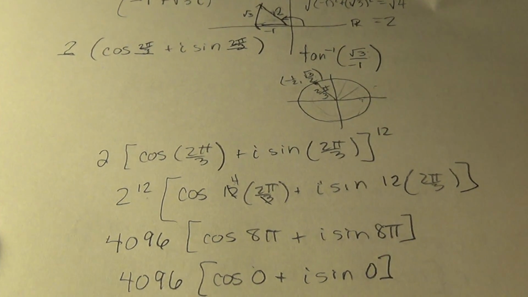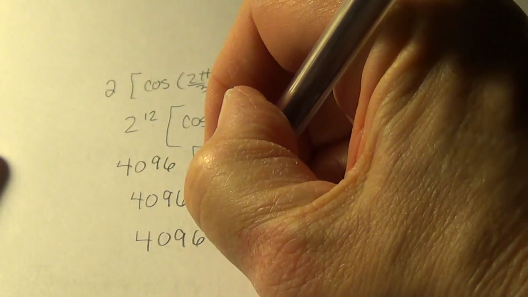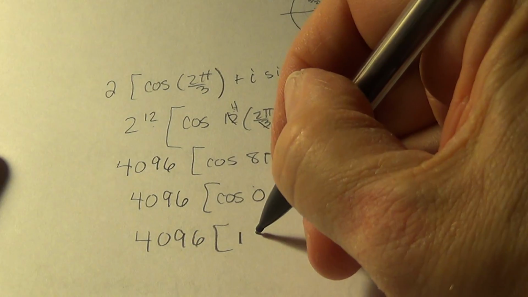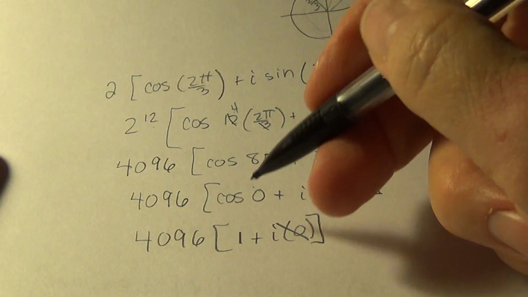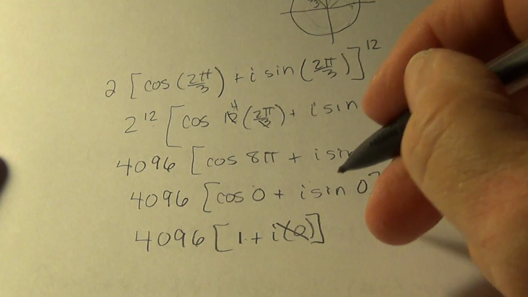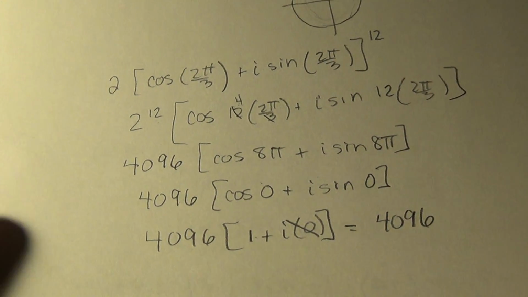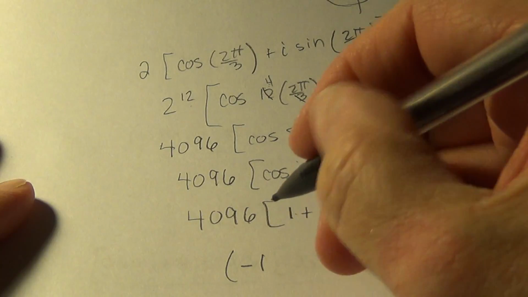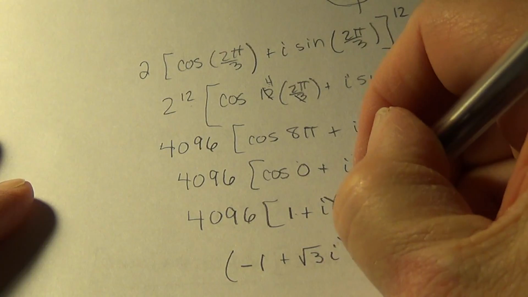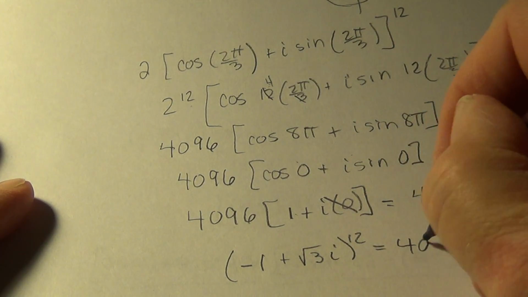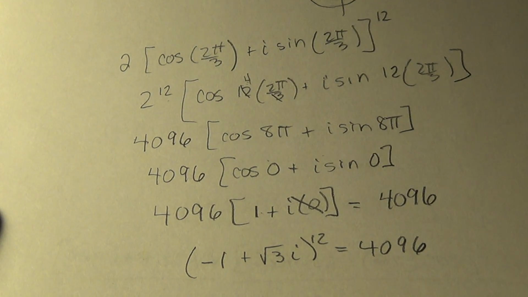Cosine of 0 is 1 times i. Sine of 0 is 0. So this zeroes out. It leaves me a 1. 4096 times 1. So, does it surprise you that negative 1 plus square root of 3 i raised to the 12th equals 4096? Alright, that is quite surprising.